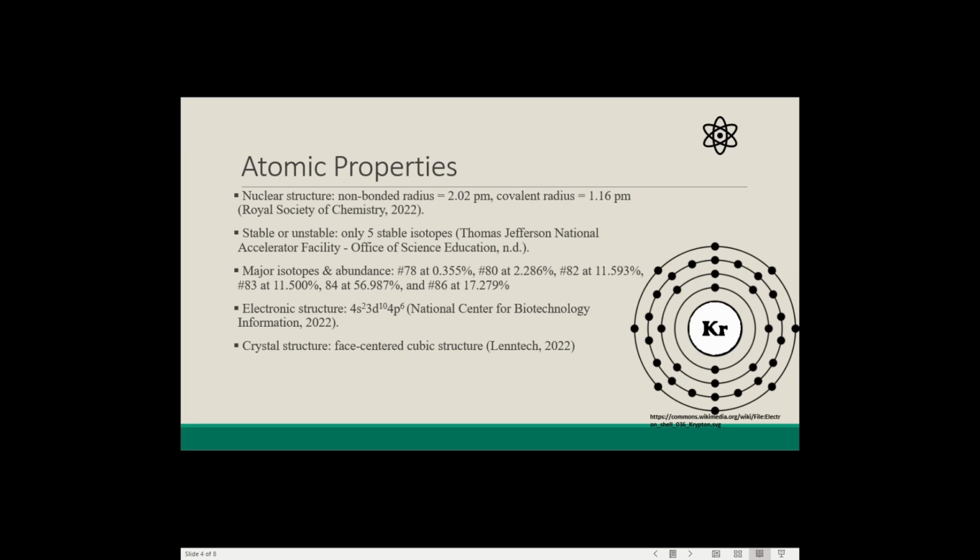Of the many Krypton isotopes, there are 6 major ones with a known natural abundance. Number 78 at 0.355%, number 80 at 2.286%, number 82 at 11.593%, number 83 and number 84 at 56.987%, and number 86 at 17.2979%. Krypton's electronic configuration is 4s2, 3d10, 4p6.